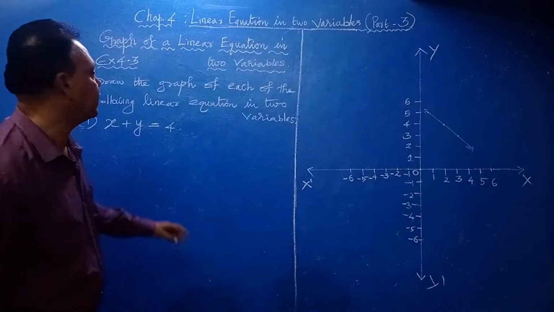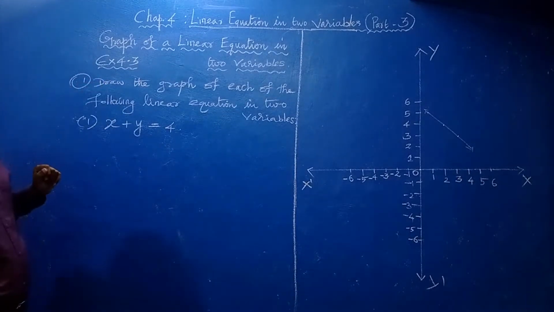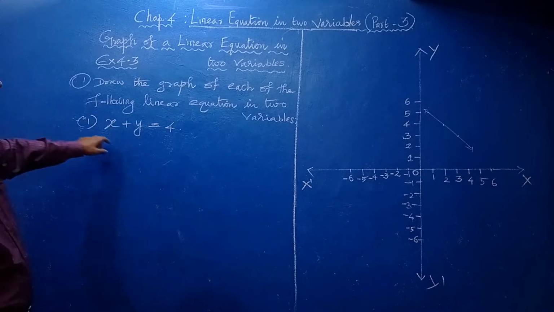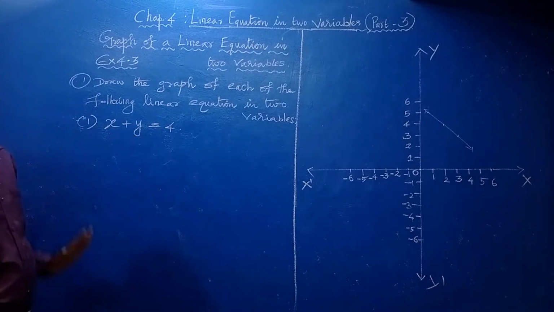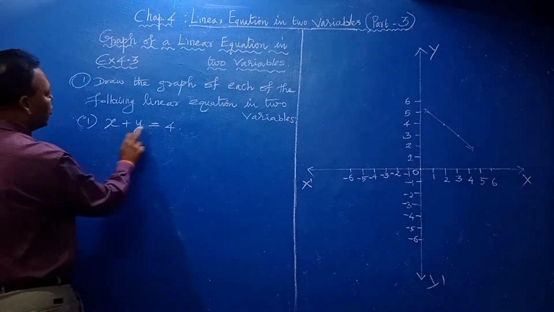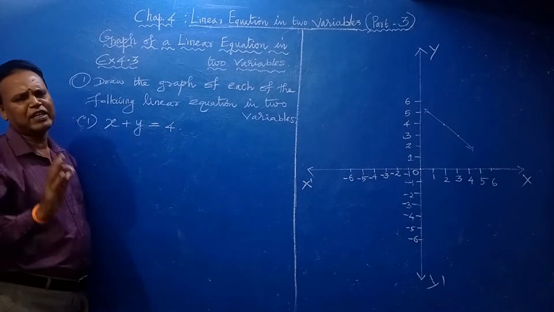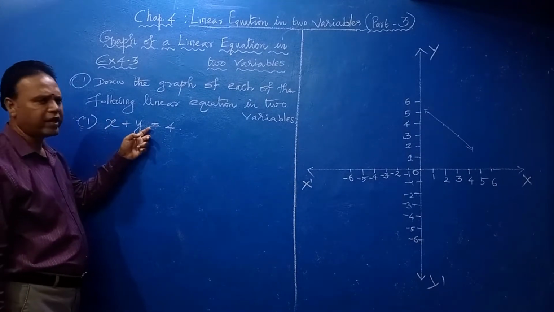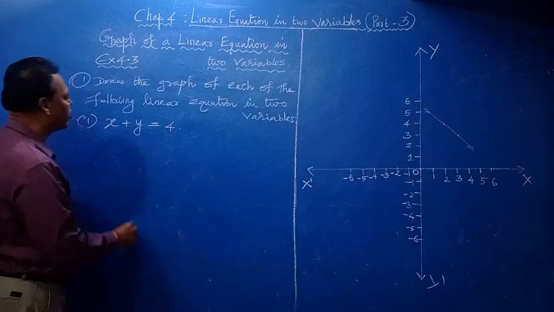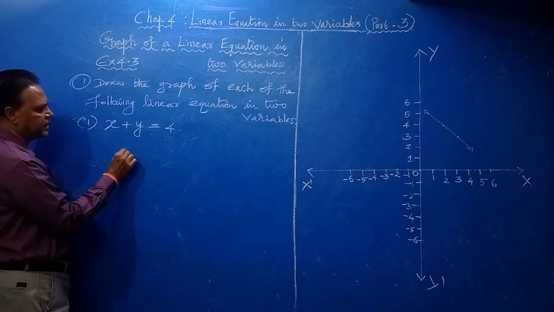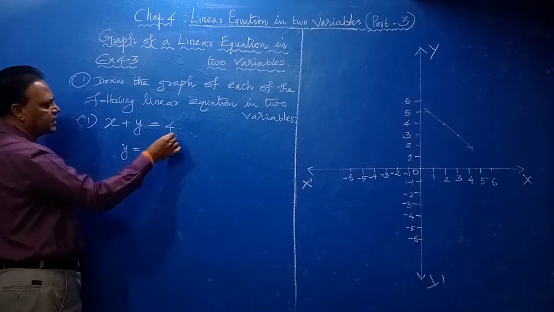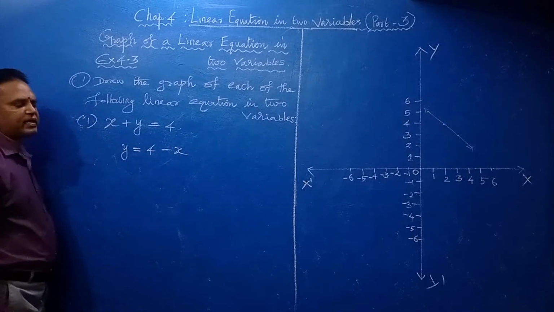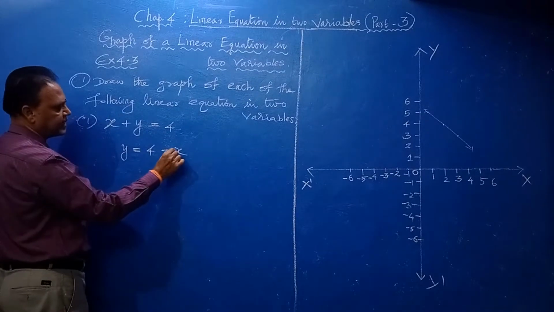Okay, you see Exercise 4.3. First problem: draw the graph of each of the following linear equations in two variables. The first one, x plus y equal to 4. We can find the solutions very easily. When the coefficient of either x or y is 1, you keep that one as it is and bring the other side over: y equal to 4 minus x. You bring this x to this side, meaning minus x, right?